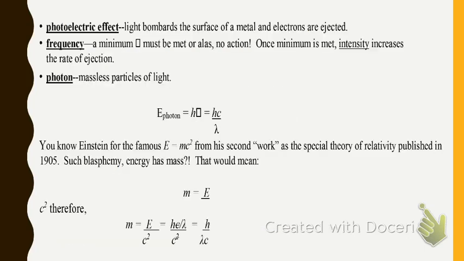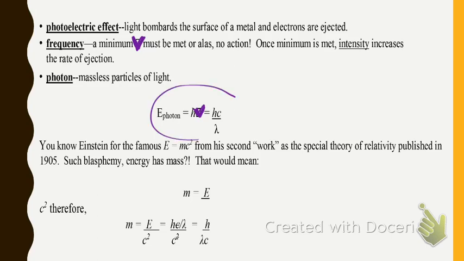Basically, the photoelectric effect is that light bombards the surface of a metal at the right frequency, and electrons are ejected. A minimum frequency must be met. Once the minimum frequency is met, the intensity increases the rate of ejection. And of course, a photon is a massless particle of light. Sorry, when I copied that over, it didn't take the symbols with it.